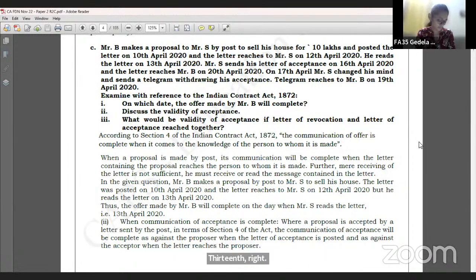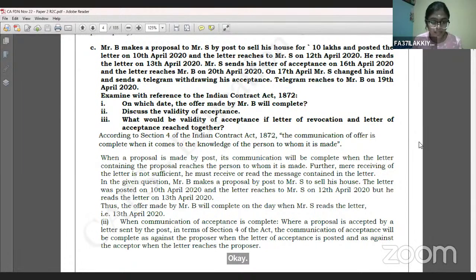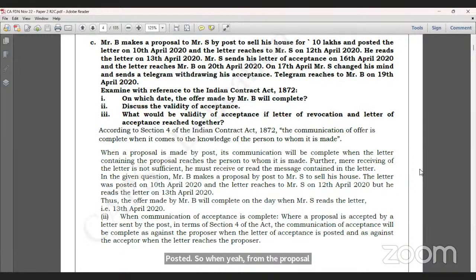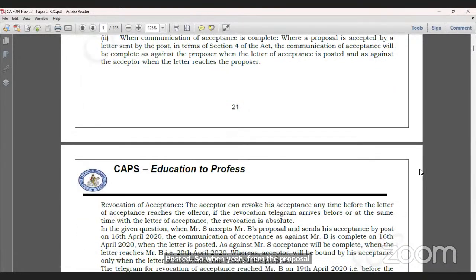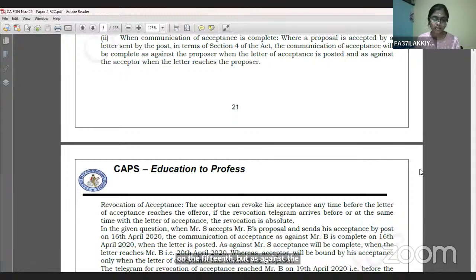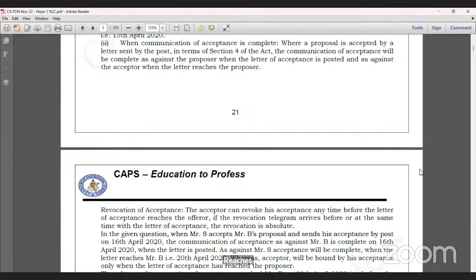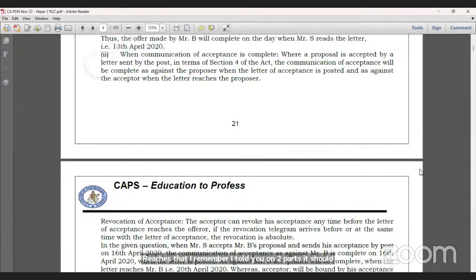Next. When is communication of acceptance complete, where a proposal is accepted by a letter sent by post? In terms of Section 4 of the Act, the communication of acceptance will be complete as against the proposer when the letter of acceptance is posted, but as against the acceptor when the letter reaches the proposer. That's it. Remember, I told you, it is in two parts. It should be on both the proposer and the proposee, or the offerer and the offeree, right?